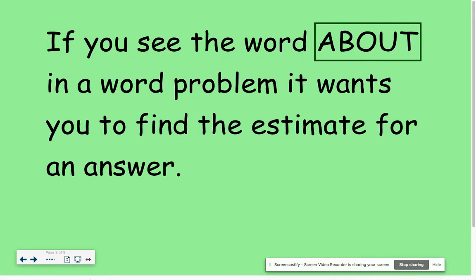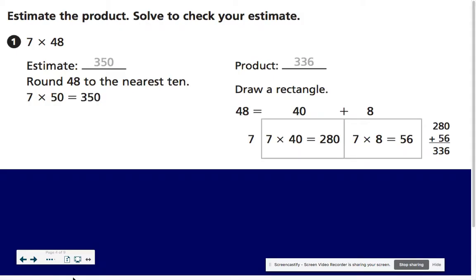If you see the word about in a word problem, then it wants you to find the estimate for the answer. So anytime you see that word about, you are not actually solving the real answer. You are coming up with a close, quick answer. Here's a couple more examples to show it. This one would be a great time to pause the video, take some notes.